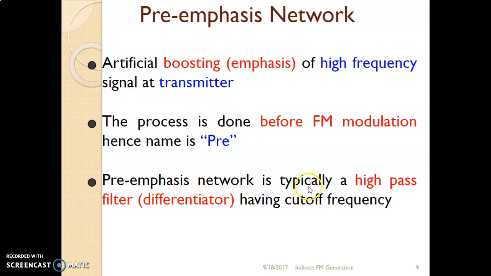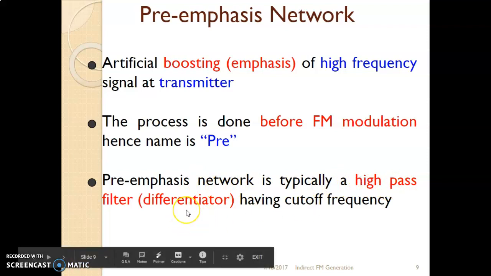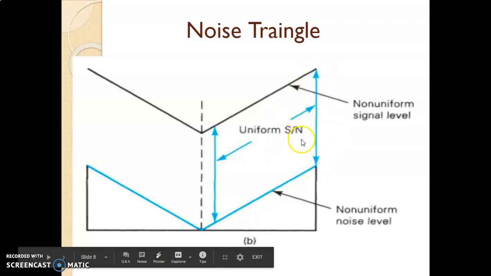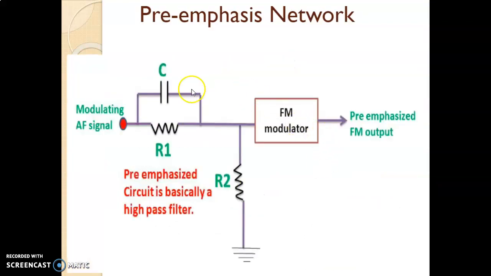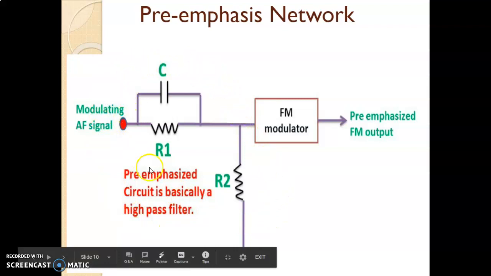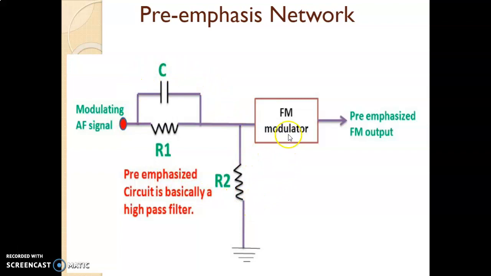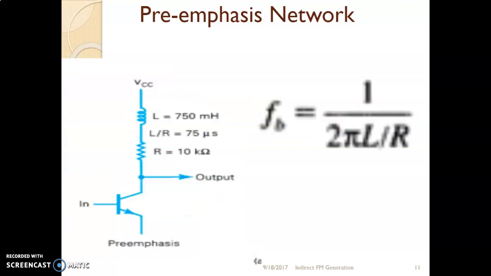So what is actually the pre-emphasis? It is typically a high pass filter, also called a differentiator, having some cutoff frequency. So as per our previous graph, we need to modify the higher modulating signal frequency so that we get uniform signal to noise ratio, and this is what is done by the pre-emphasis network, which will look like this. So here you can see this is a typical pre-emphasis network or a high pass filter or a differentiator, and this particular action is performed before FM modulation, and the output of this will be the pre-emphasized output, meaning it is artificial boosting of only high frequency components, to be very clear, because we saw that high frequency components are more affected by the noise.